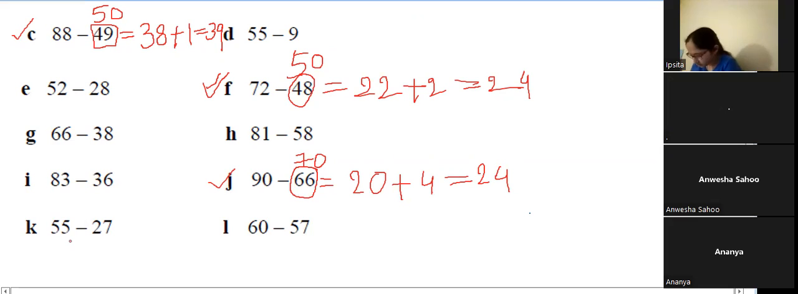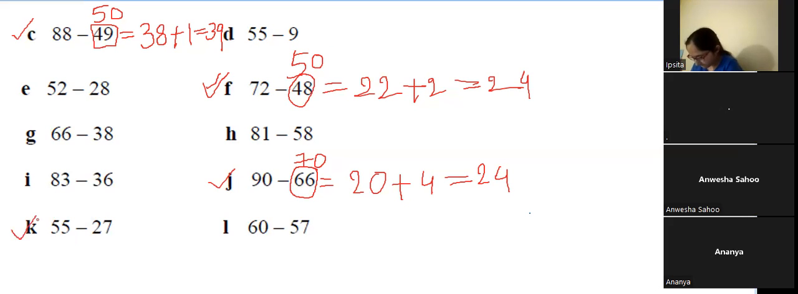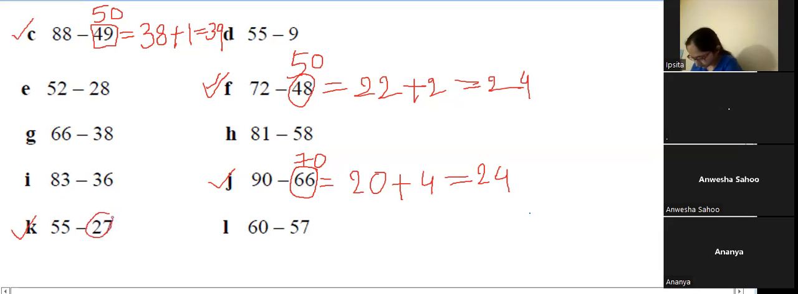Ananya, your question is K. 55 minus 27. Instead of 27, I put 30. And 55 minus 30 is equal to 25. Now 25 plus 3 is equal to 28. So the answer is 28.